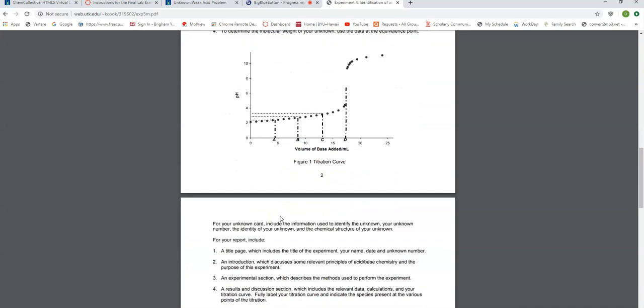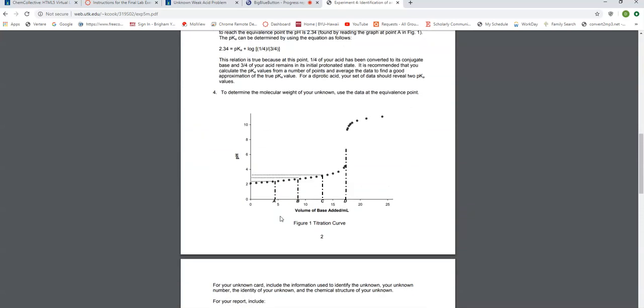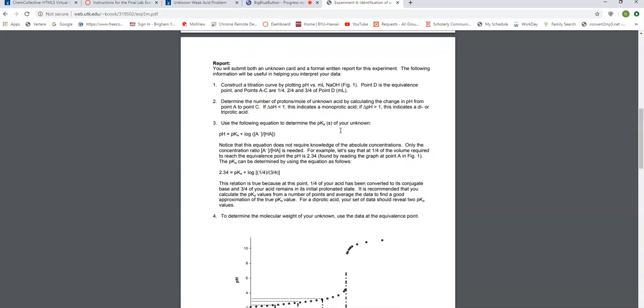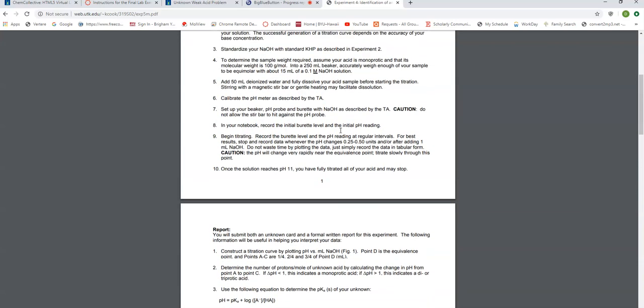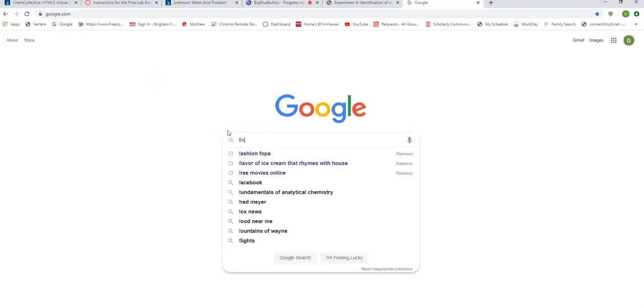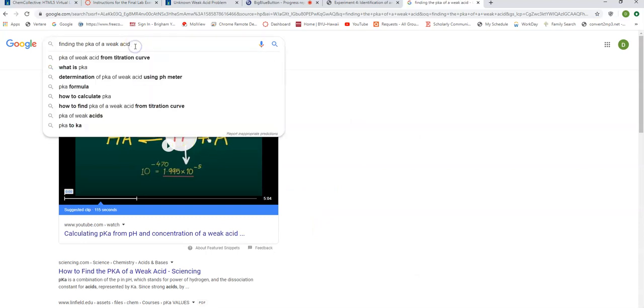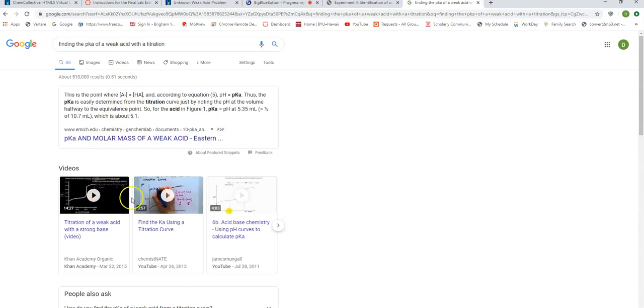And this curve, if we were to keep reading through this, we would see that this curve allows us to identify the pKa. So notice, let's see, where is it? Which one of these talks about it? So maybe I open up another one. Finding the pKa of a weak acid with a titration. Titration of a weak acid, finding the Ka using a titration curve. All right, this one's only 4 minutes. Let's see if this one makes any sense for us.